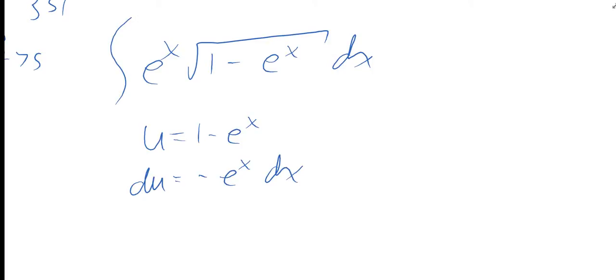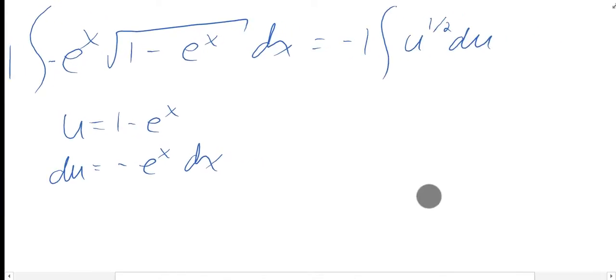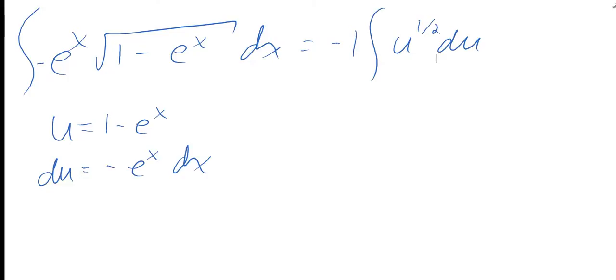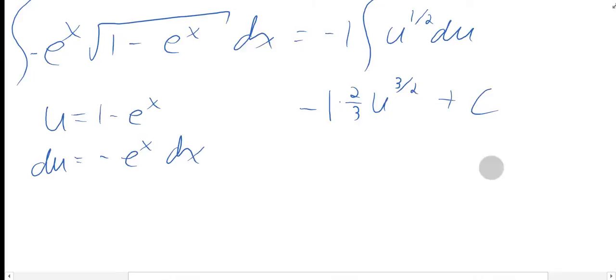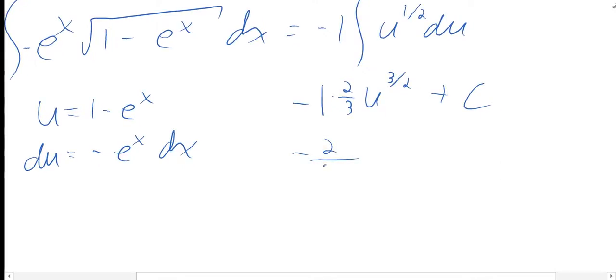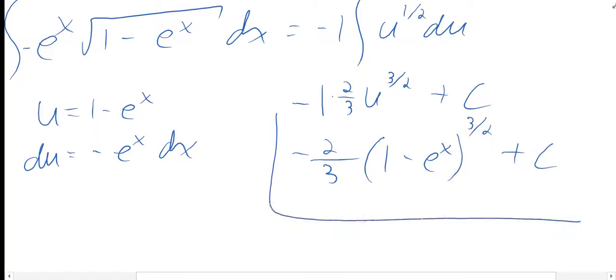So we need this to be negative e to the x, which means I need to put a negative 1 out front. And this whole thing becomes negative 1 times the integral of the square root of u du. Okay with that? And that's just power rule. You get negative 1 u to the 3 halves, you're going to multiply that by 2/3, then plus c. So you get negative 2/3 u, which is 1 minus e to the x, to the 3 halves plus c.